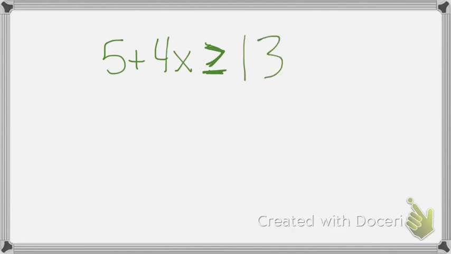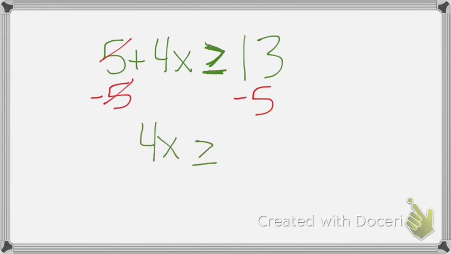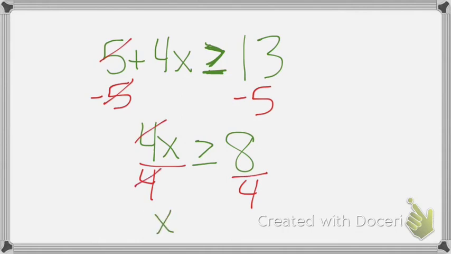Okay, so again, if we're trying to get x by itself, we're trying to solve these things. Subtract 5. And remember, the sign we're just copying and pasting. Greater than or equal to 13 minus 5, 8. All right, then we divide by 4. X greater than or equal to 2.